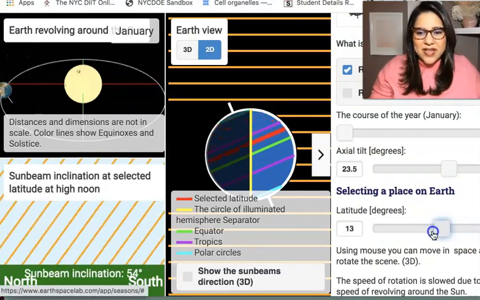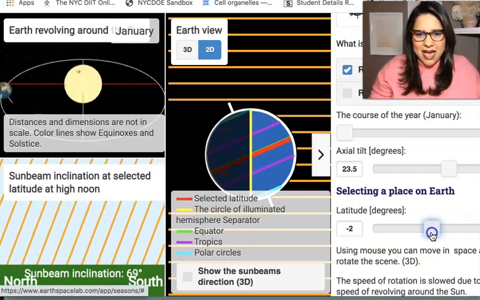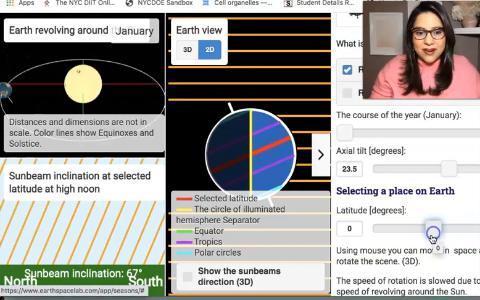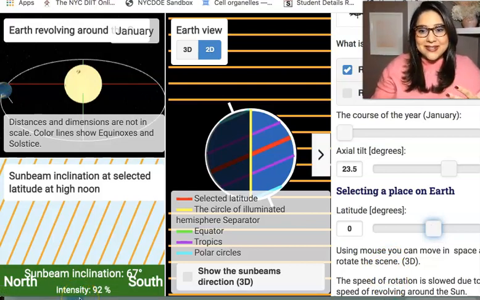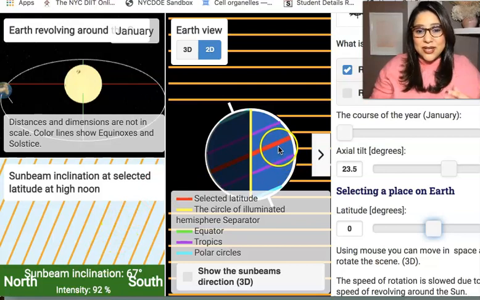So let's move that horizontal line and place it on top of the equator, right? If we place it on top of the equator, we have an intensity of 92%. Why? Because we have a lot of direct sunlight, right? So those areas close to the equator tend to be warmer because they receive more direct sunlight.